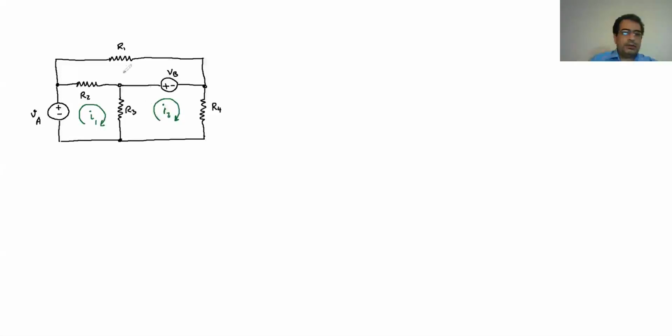And then for the third loop, I consider this loop at the very top location. And I assume, again, this is rotating clockwise, and the magnitude is I3. So I have I1 in loop 1, I2 in loop 2, and I3 in loop 3. And after that, I have to start to write the Kirchhoff voltage law for each of them.